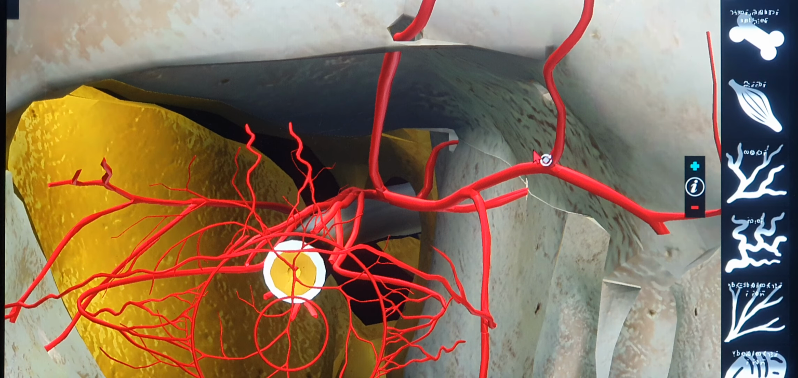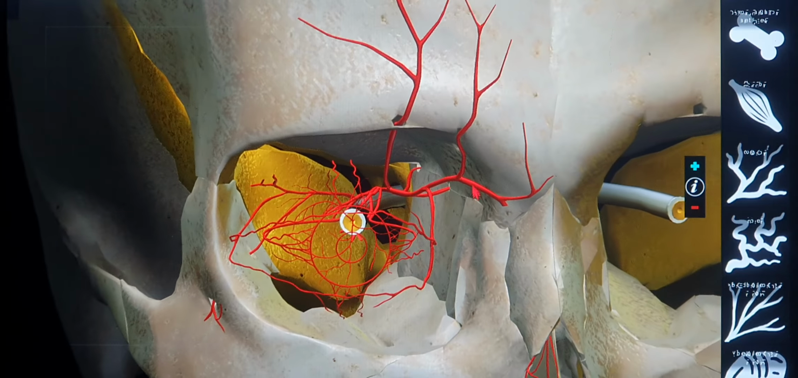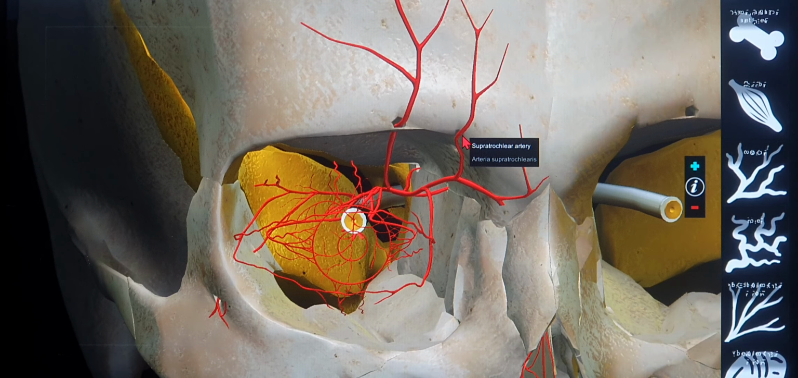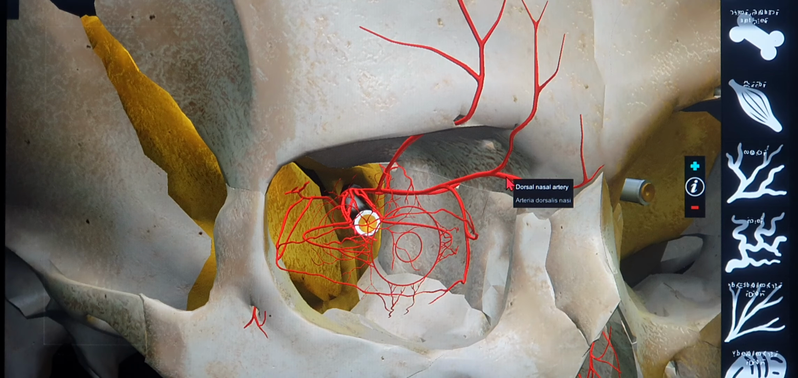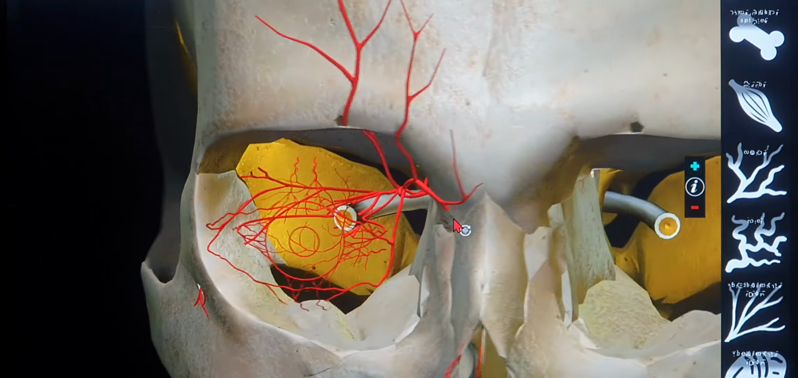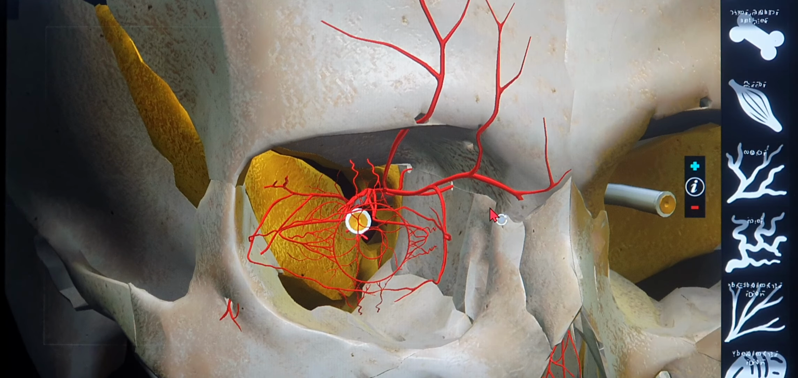Okay, so as you can see, the supratrochlear artery courses around the medial most aspect of the forehead, around the medial edge of the orbit. I think this is one of the most terminal branches of the ophthalmic artery, and it further continues. This was the ophthalmic artery over here, and it terminates into the supratrochlear artery, and this one over here is the dorsal nasal artery. Okay, so this is how the ophthalmic artery courses through.